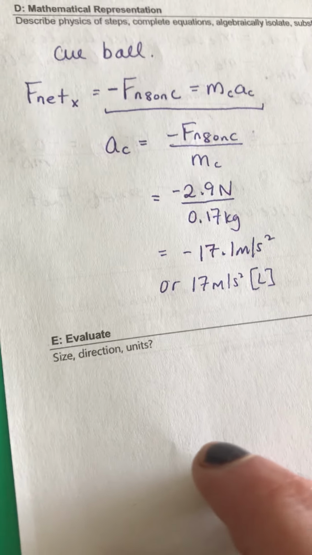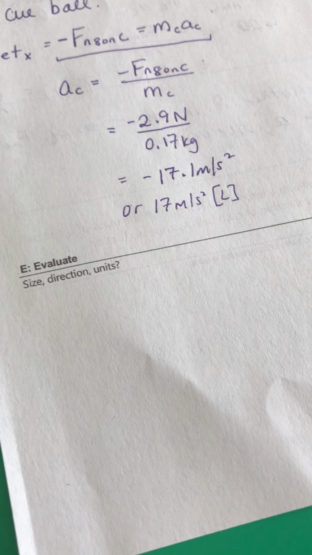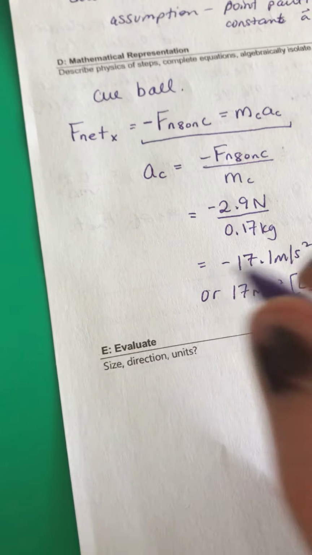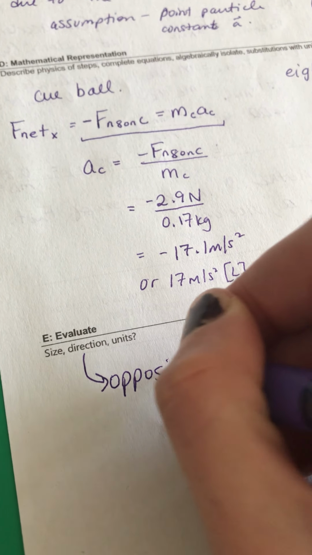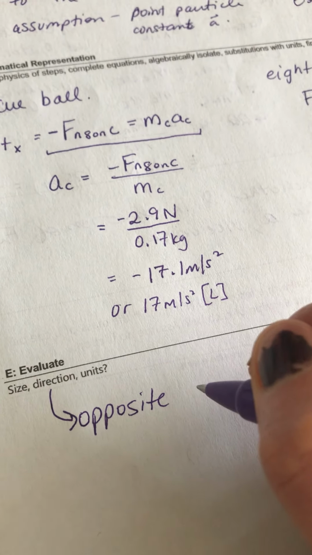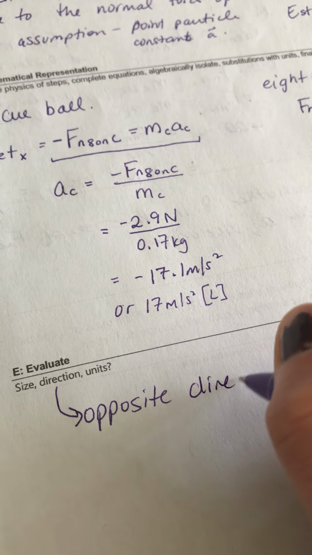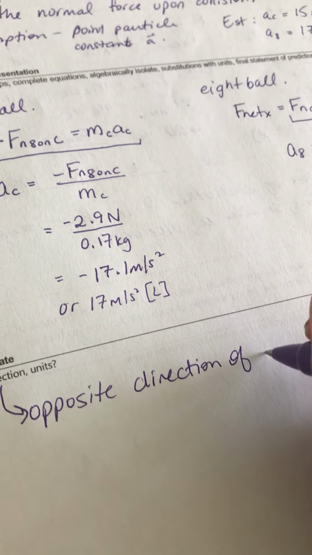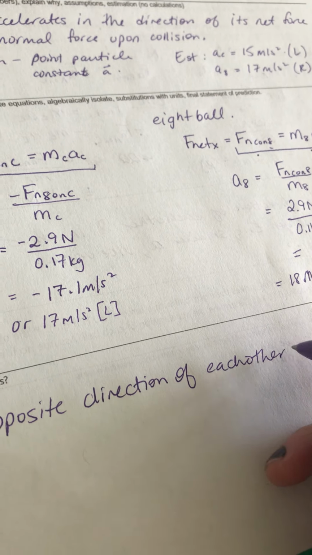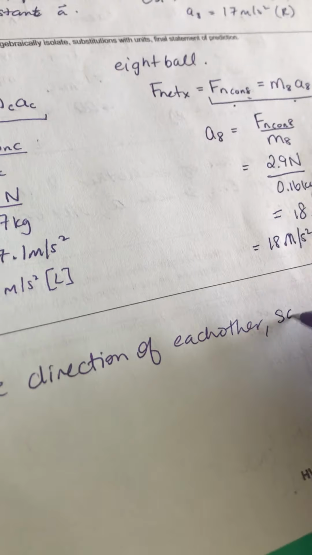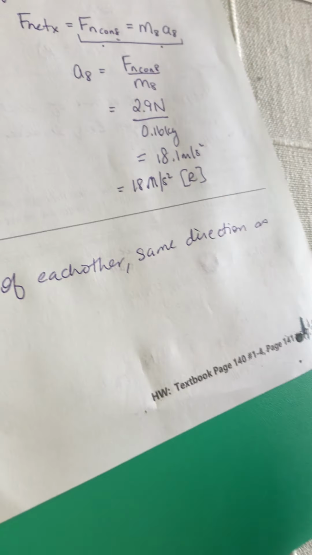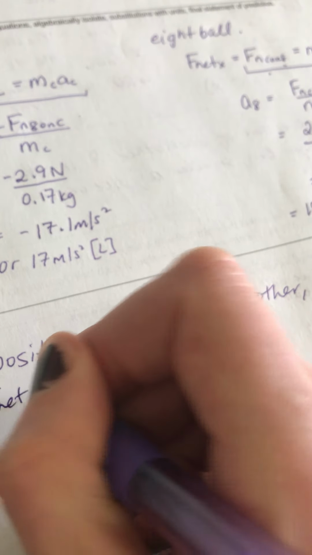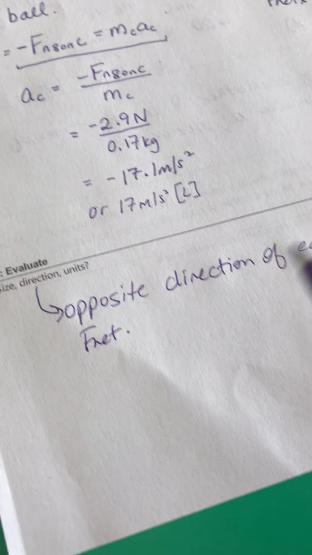Now we just have to evaluate size, direction, units. It's going to be very similar to the last question, so let's do direction first. Direction, one is to the left and the other is to the right, so they're opposite directions because Newton's third law says they're going to experience equal but opposite forces of each other. Same direction as F net for both systems, right?